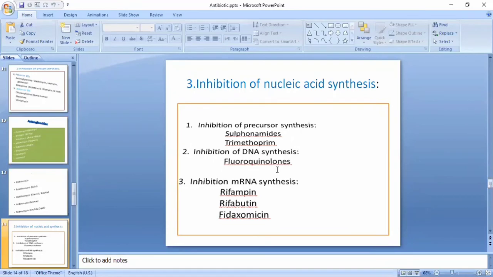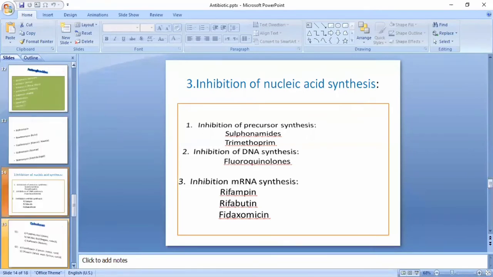So coming to the fluoroquinolones, you should be aware of the fluoroquinolones.